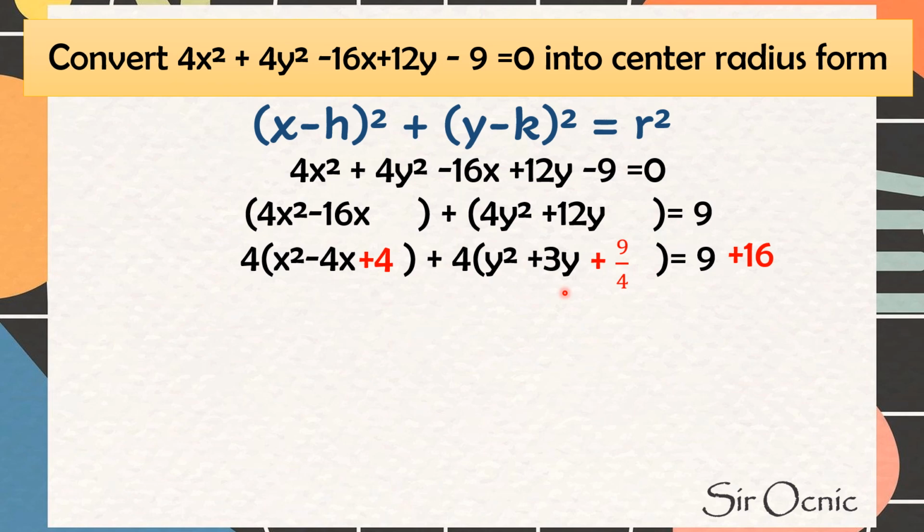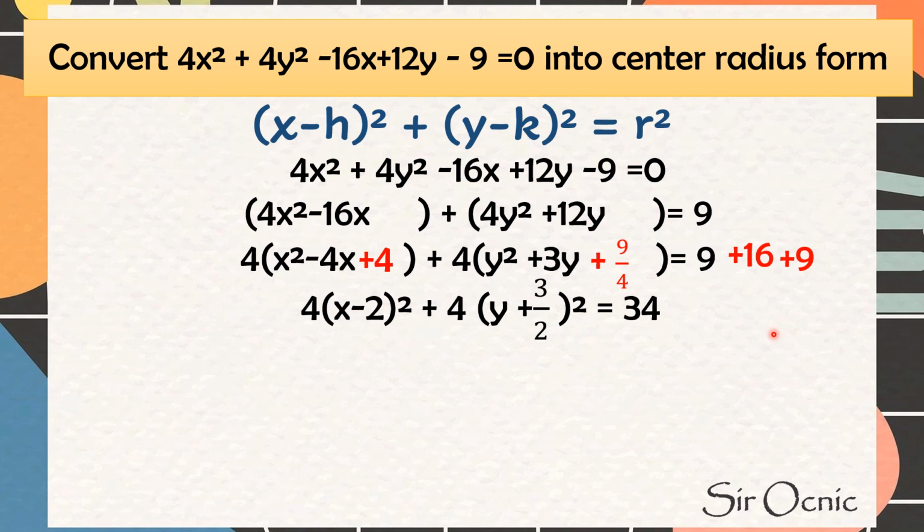Now, multiply 9 over 4 to the common factor outside the parenthesis, which is 4. That is equal to 9 over 4 times 4. That is equal to 9. Now, let us express the trinomial into a square of a binomial. So, we will have 4 times the quantity x minus 2 squared plus 4 times the quantity y plus 3 halves squared equals 34.